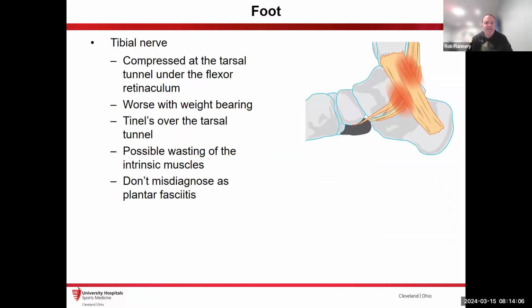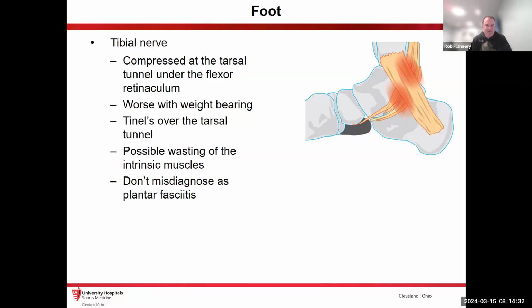Tibial nerve compressed at the tarsal tunnel under the flexor retinaculum. So again, flexor retinaculum is a good thing to remember. Worse with weight bearing, Tinel's over the tarsal tunnel, possible wasting of the intrinsic muscles of the foot. Can be misdiagnosed as plantar fascia. I think there's another one that mimics plantar fasciitis a little bit more. But this is one that we do see.